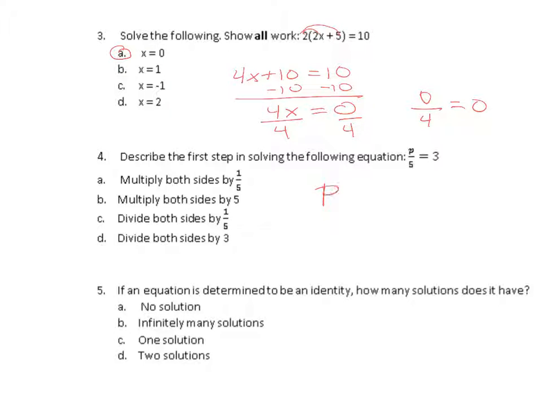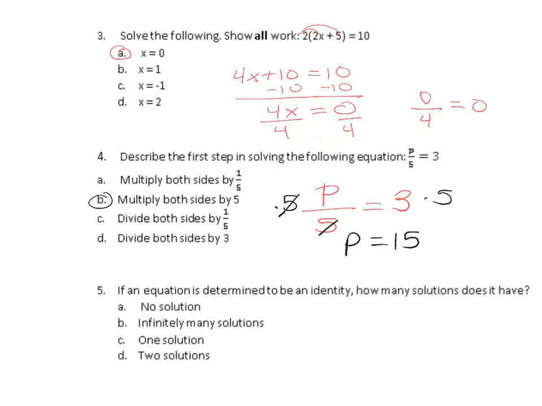The next one, p over 5 equals 3. How do I get p by itself here? Yeah, multiply both sides by 5. Because this 5 and this 5 cancel out, because one's on top and one's on the bottom. So you get p equals 15. So you have to multiply both sides by 5.